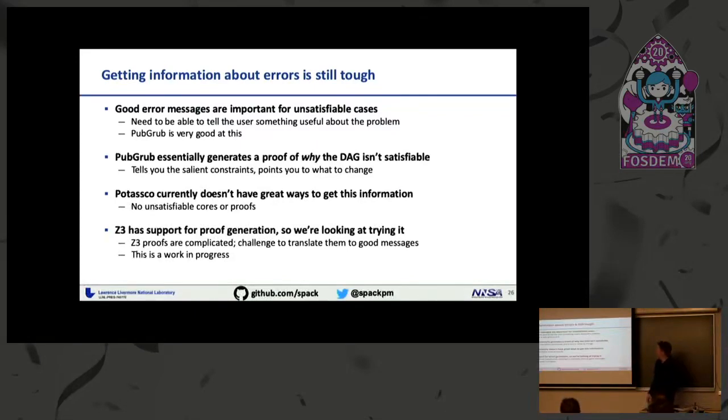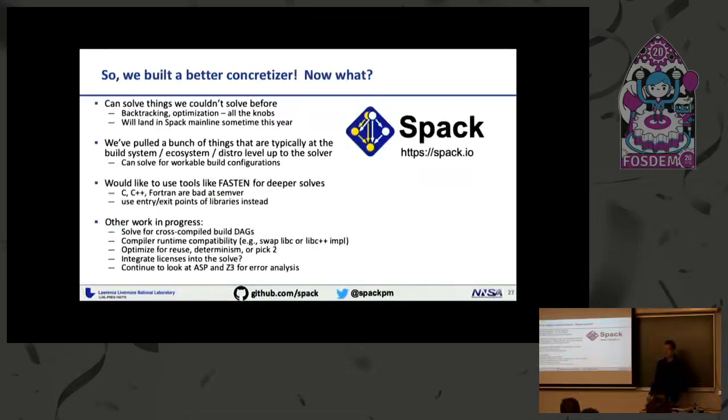So anyway, that's where we're at right now. We have a working prototype. It's pretty satisfying to see it solve cases where we couldn't solve things before. And we've managed to pull a lot of stuff that is typically assumed by the distro or assumed by the build system, or just has to be tweaked by humans in the package curation process, up into the solver so that you can actually solve for configurations.